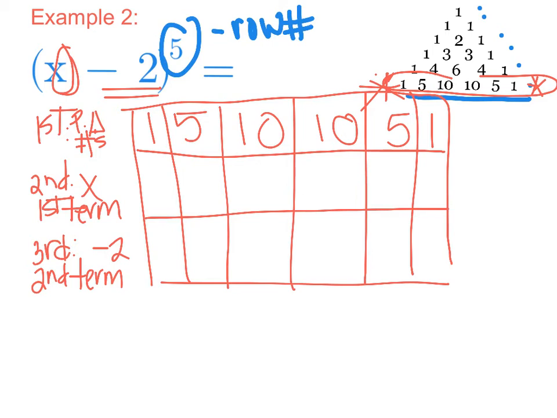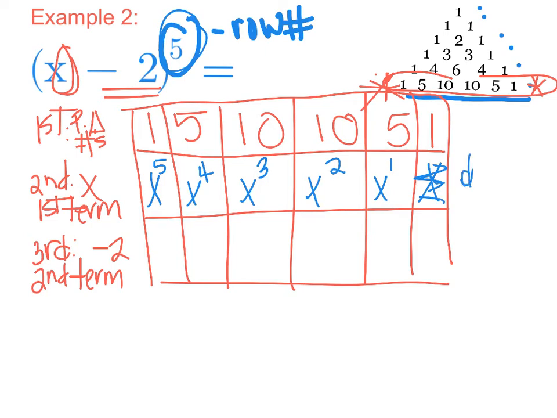Okay, so what we're going to do is, our first term, which is x, we always start out with the highest, our row number, which is 5. Start here, and we're going to decrease going down. So we have x to the 5th, x to the 4th, x to the 3rd, x to the 2nd, x to the 1st, and of course that would have been x to 0, but that gives you 1, so we don't really care about that anymore. Put a little note here that you're decreasing exponents.